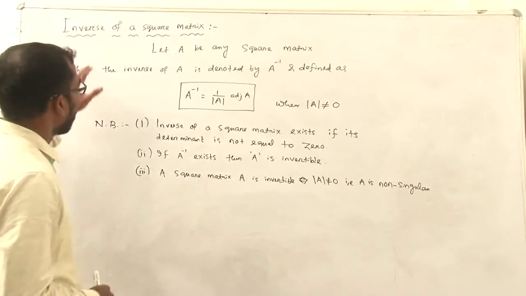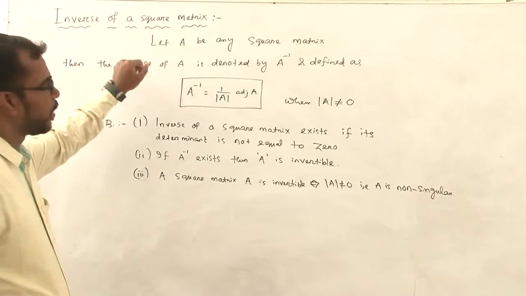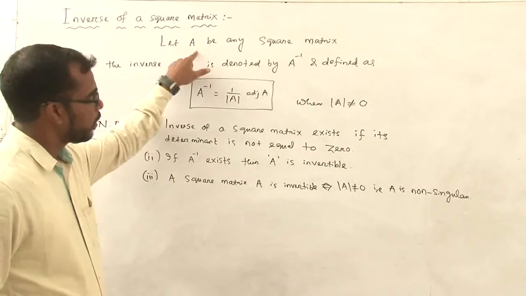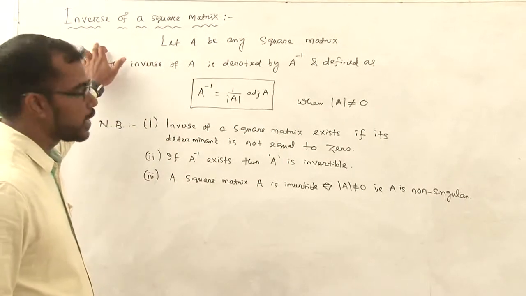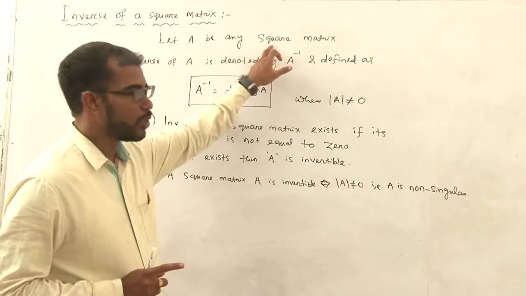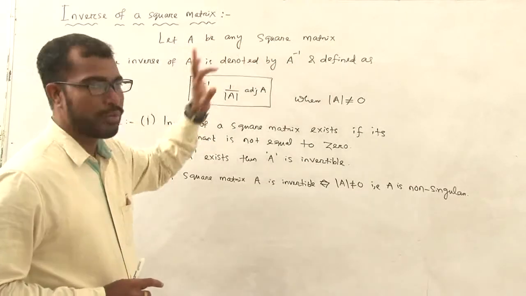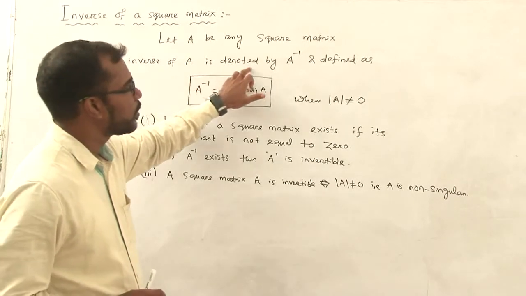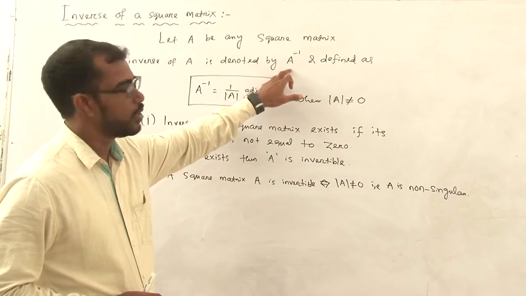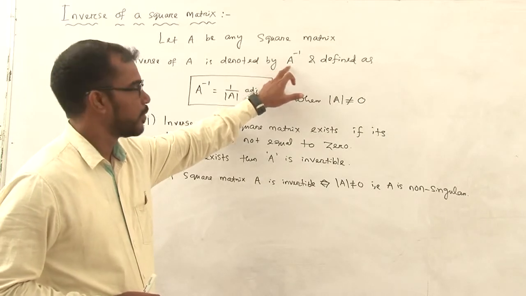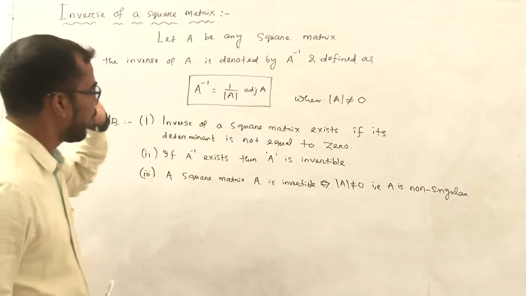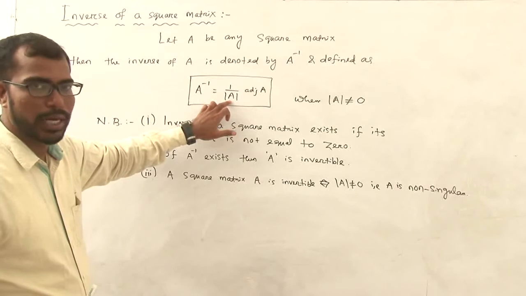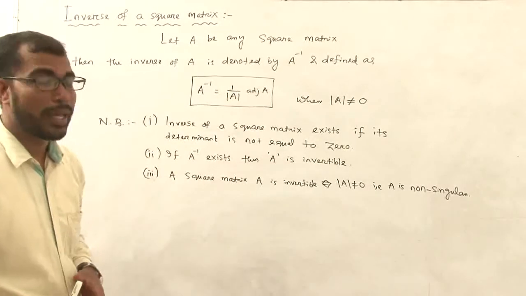The inverse of a square matrix: let A be any square matrix. To find the inverse, it must be a square matrix. Then the inverse of A is denoted by A to the power minus 1, and it is defined as A inverse equals 1 by determinant of A into adjoint of A.